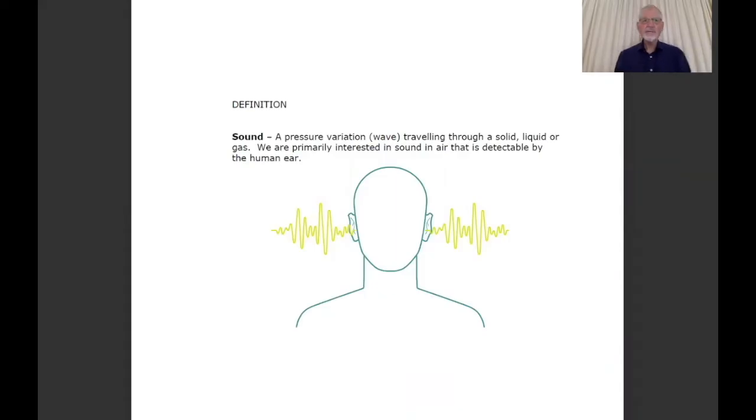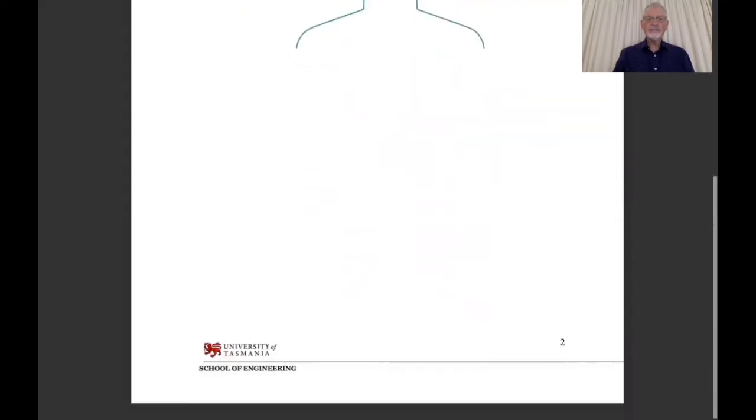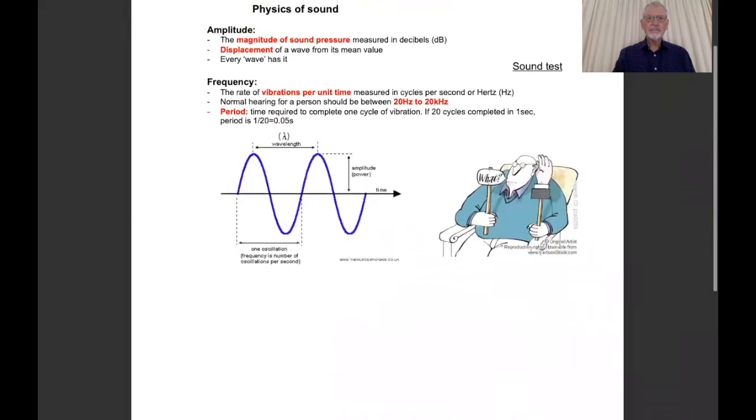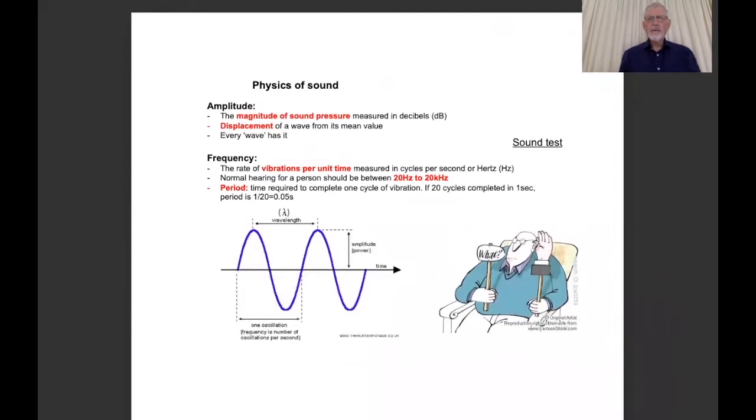So we're going to start with the definition of sound. Sound is a pressure wave which can travel through solid, liquid, or gas. We're particularly interested in sound transmission through air and sound that's detectable by the human ear. Like all waves, there's an amplitude and there's a frequency. As far as our hearing is concerned, the range of frequency in a healthy, young, adult human ear is from around 20 hertz, that's 20 cycles per second, to, well, it says 20 kilohertz, but that's probably an overestimate, probably 14 or 15 kilohertz.